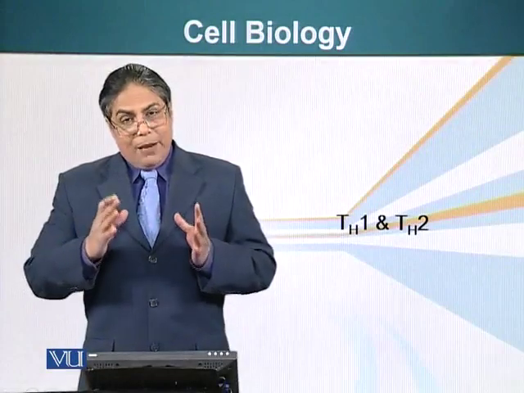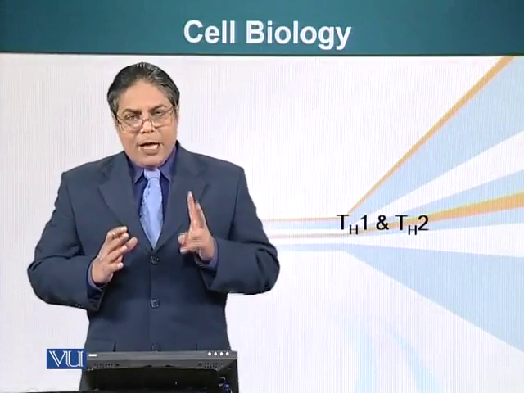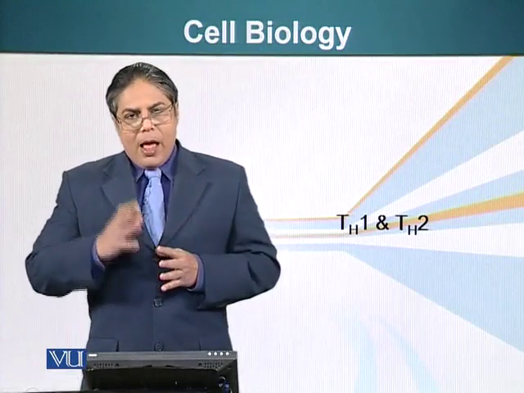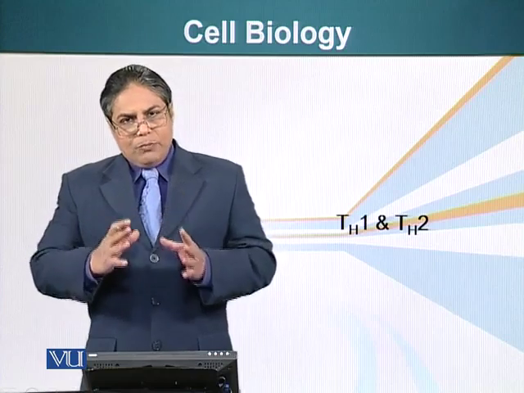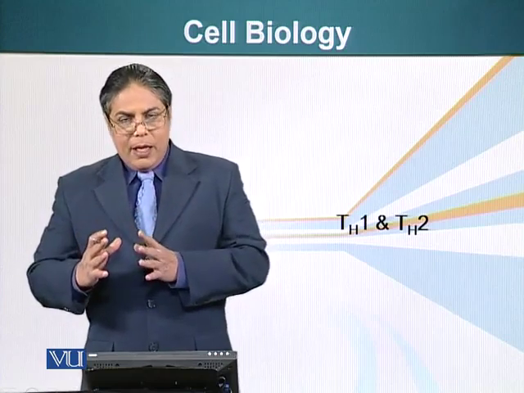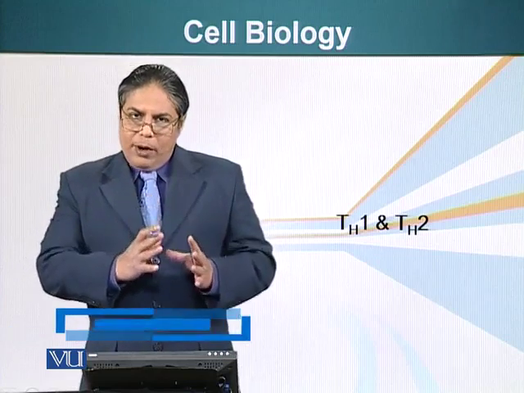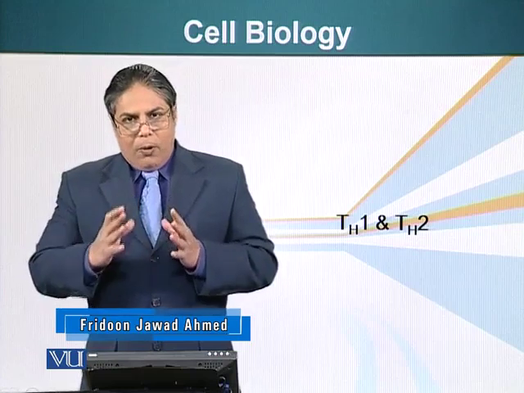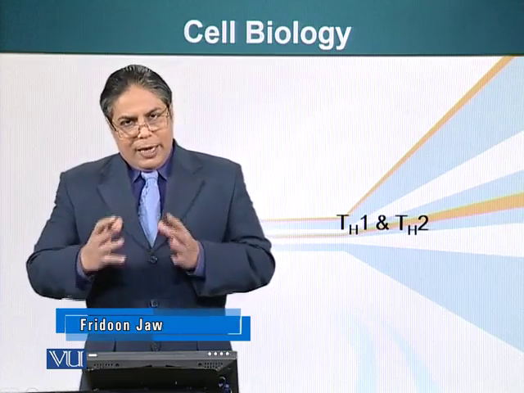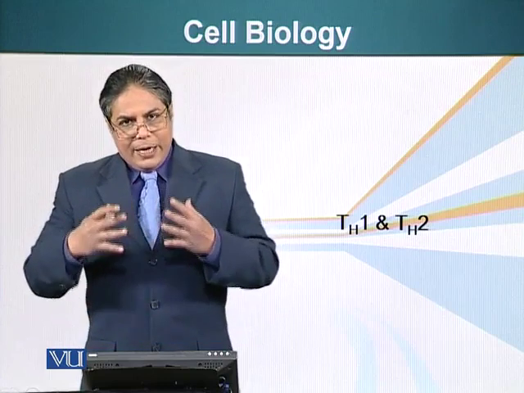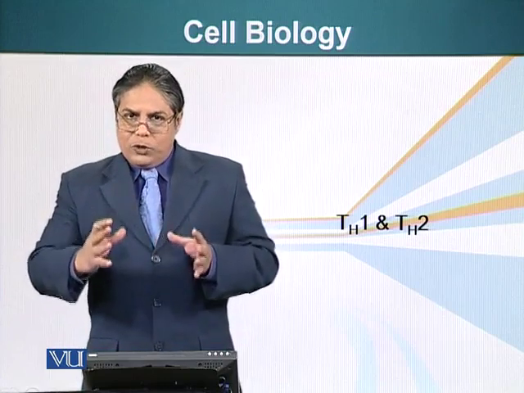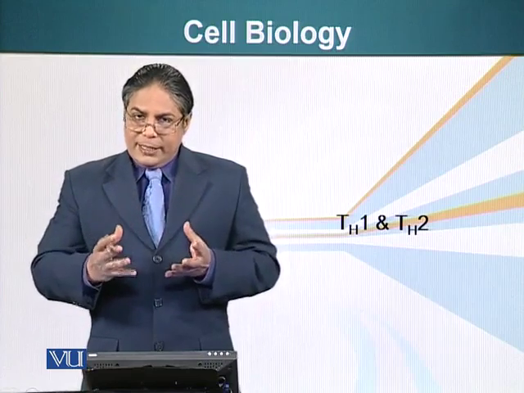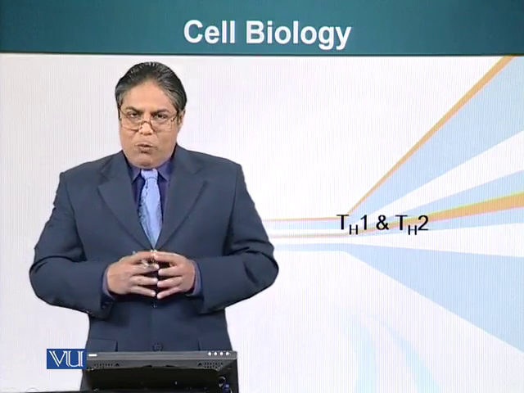So we just said that helper T cells require two signals from antigen-presenting cells in order to become activated. Helper T cells can become two different types of T cells, either helper T cell type 1 or helper T cell type 2. This all depends upon the type of pathogen that was ingested by the antigen-presenting cell. In response to different pathogens, APCs, antigen-presenting cells, can produce different types of signaling molecules.